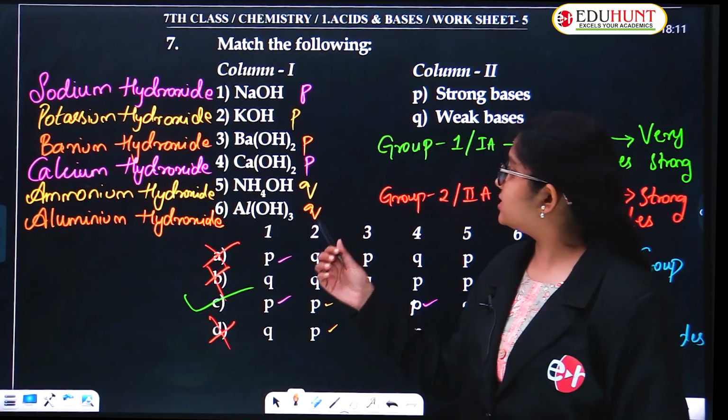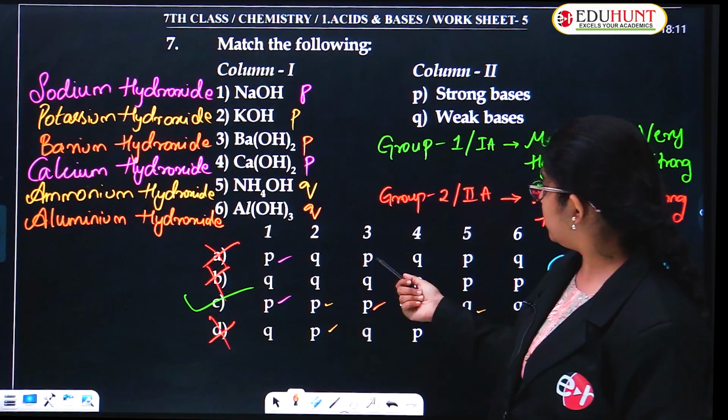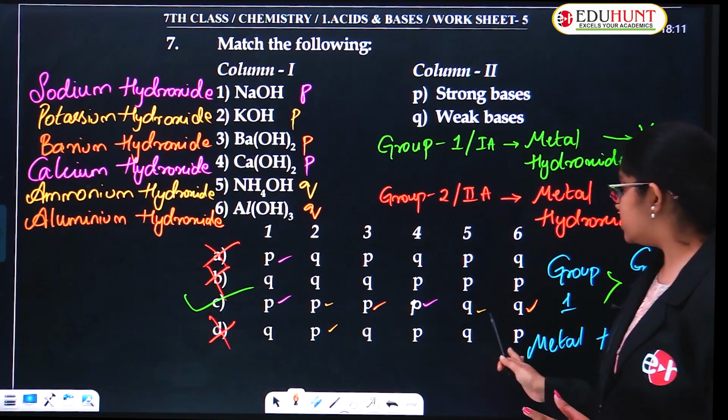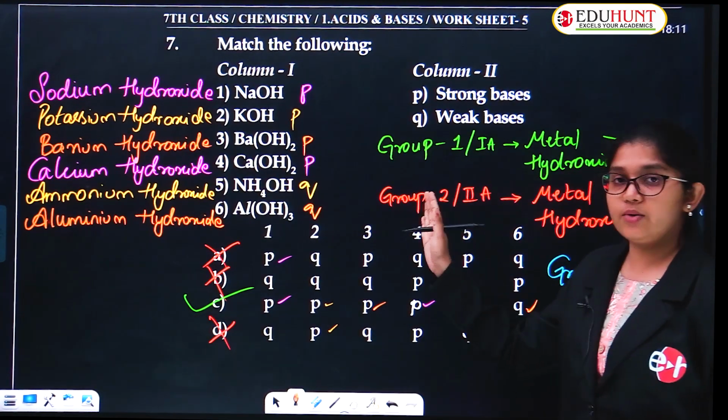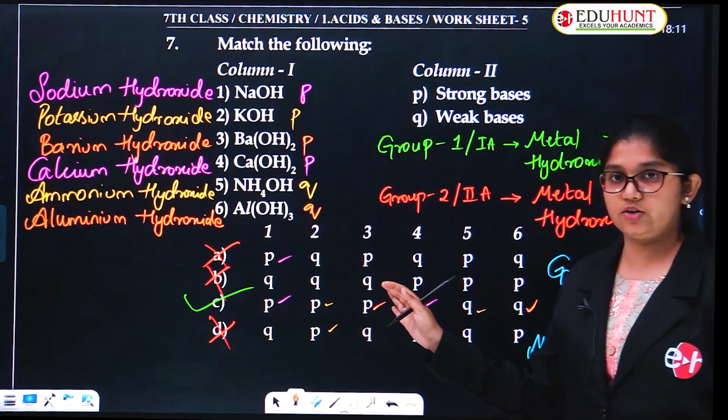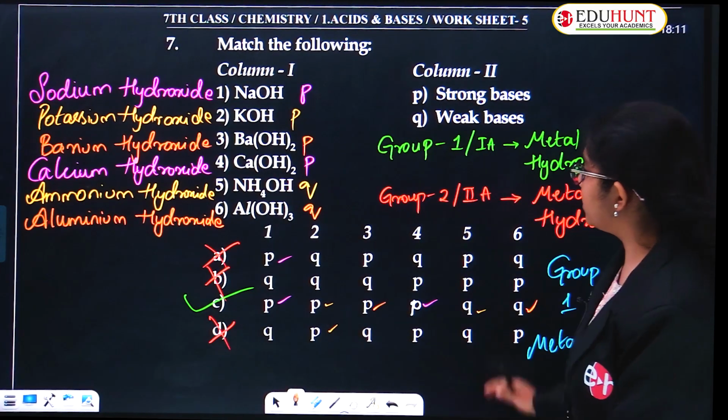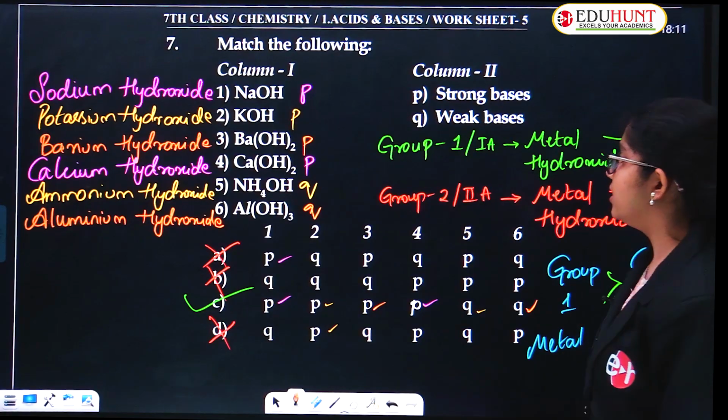So here it is P, P, P, P, Q, Q, P, P, P, P, Q, Q. Option C is matching with that of strong bases and weak bases regarding column 1 and column 2 respectively. This is the particular match of the following with that 7th bit. Okay. Clear? Now move to next question.